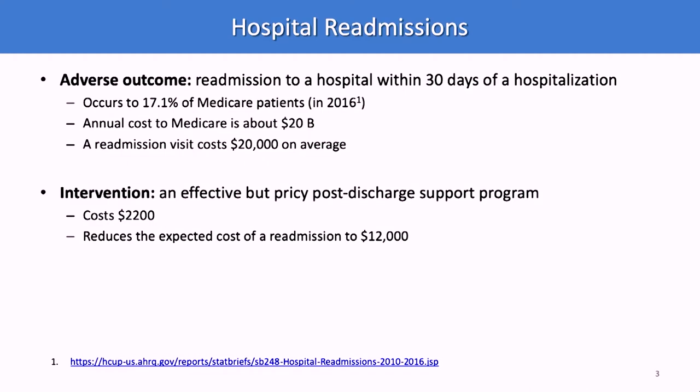Who should get this? I can't give this to everyone. It's going to be expensive. I need to somehow allocate this expensive but effective resource. So the decision question is how to allocate this intervention.